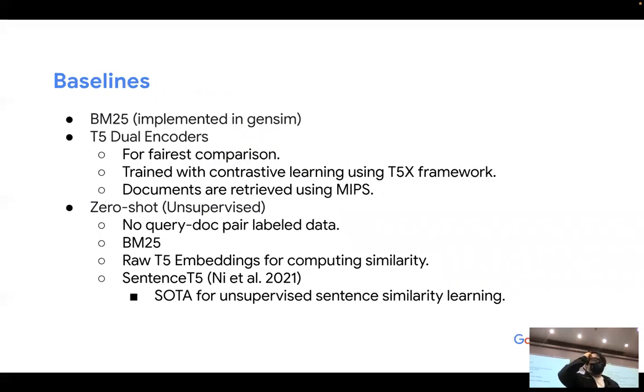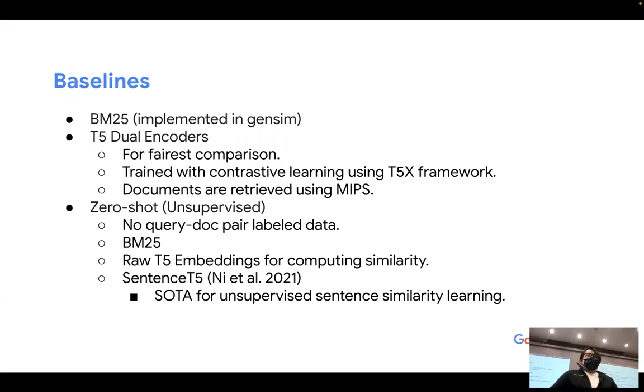So we tried a couple of baselines, and the most standard baseline is BM25, which is an unsupervised baseline. And then we use T5 for dual encoders. Basically this is a dual encoder model that uses the T5 encoder. This is for the fairest comparison, because the starting point of our DSI model is the T5 model. So we also want to keep the base model as similar as possible to really compare and evaluate across the different model paradigms.